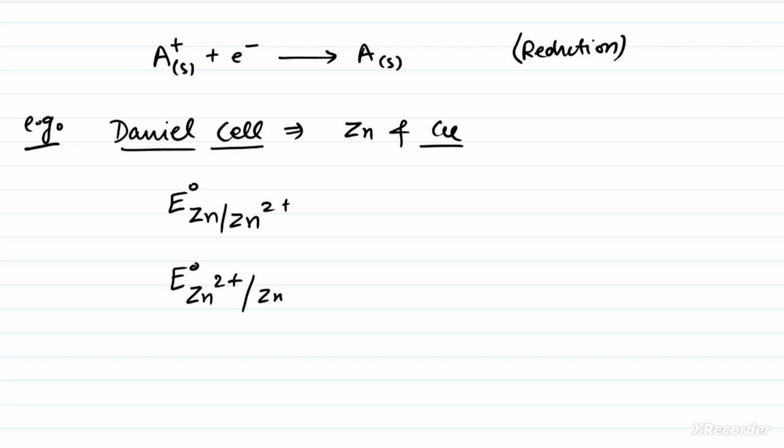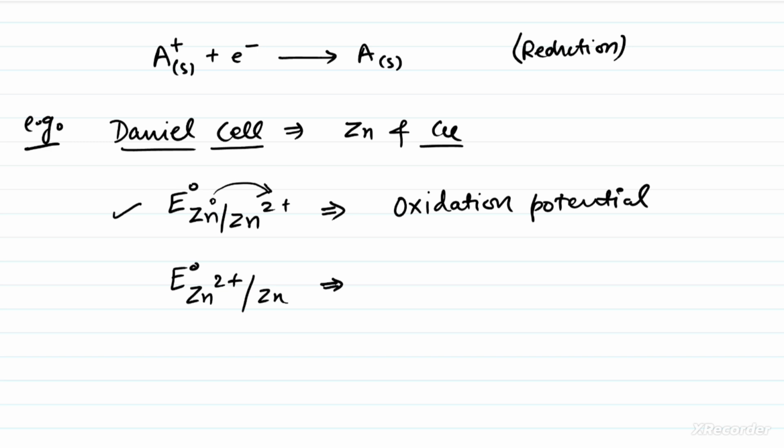and if I write Zn2+ to Zn. So the thing is, what is the fundamental difference between these two? Here we can see in the first case, the oxidation state of zinc is 0. So from 0 it is going to +2. That means it is losing electron. So this representation is called oxidation potential, oxidation EMF. Okay, and whereas in this one, zinc is getting reduced from +2 to 0. So this one is called reduction potential.